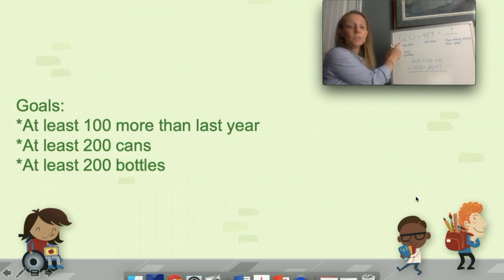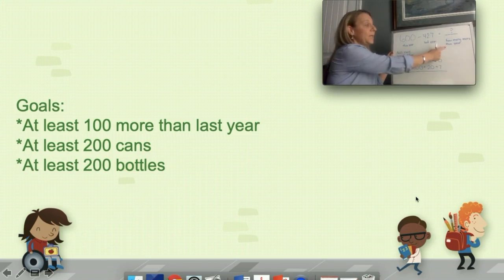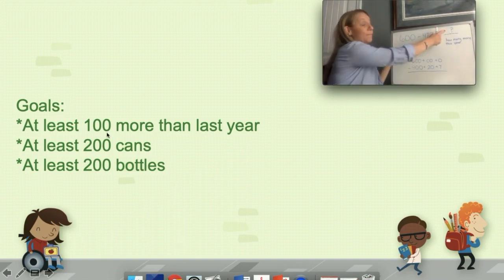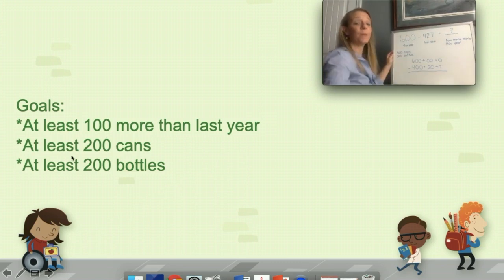Okay, and my number sentence from the example in your paper says this year, which I said was 600, minus last year's total number of cans, 427, equals how many more this year? My difference has to be at least 100 more looking at my goals. So if my goal is 100 more, I know I've met the goal of at least 200 cans because I have 300 and I have 300 bottles.